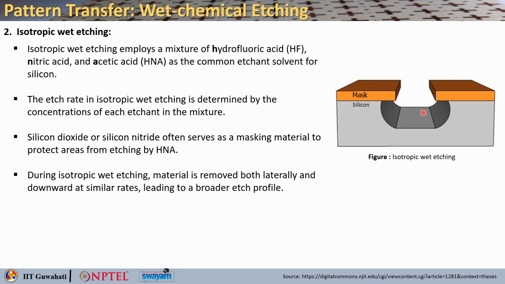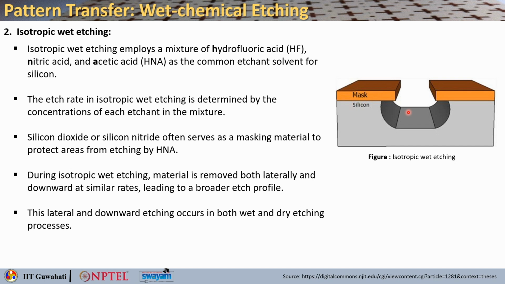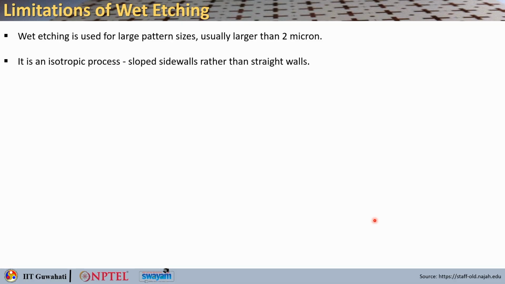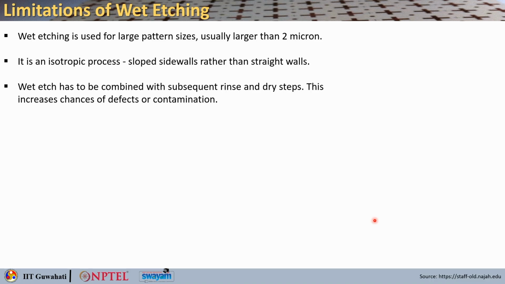laterally and downwards at a similar rate, leading to a broader etch profile, and this lateral and downward etching occurs in both wet and dry etching processes. So, wet etching, what are the limitations? Wet etching is basically used for large pattern sizes, typically larger than 2 micron, and as you see it is an isotropic process. So, you get sloped side walls rather than straight walls.